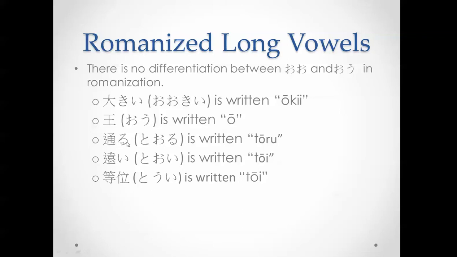Tōru, to pass through, to go, is written like this. And tōi, far away, which in the kana also uses an O, not a U, is written tōi. This word, tōi, as in a position or a rank, looks different. In the kana, we have toi, but look, in the romanization, it's the same. So keep that in mind.